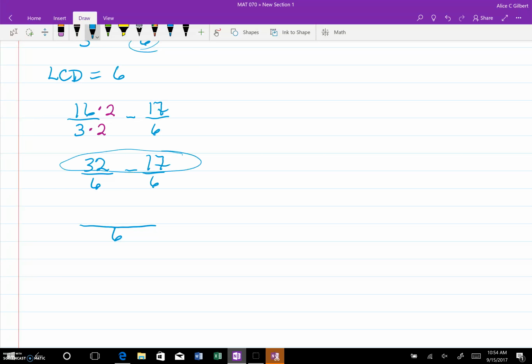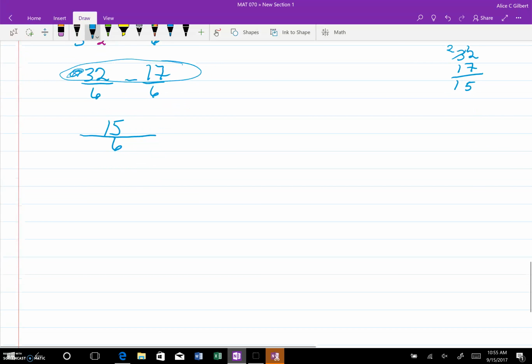This is an addition problem whose signs are different. So I subtract the small number from the big number. 32 minus 17 is 15. And then I take the sign of the big number. Well, that's the positive here, so I don't write that.